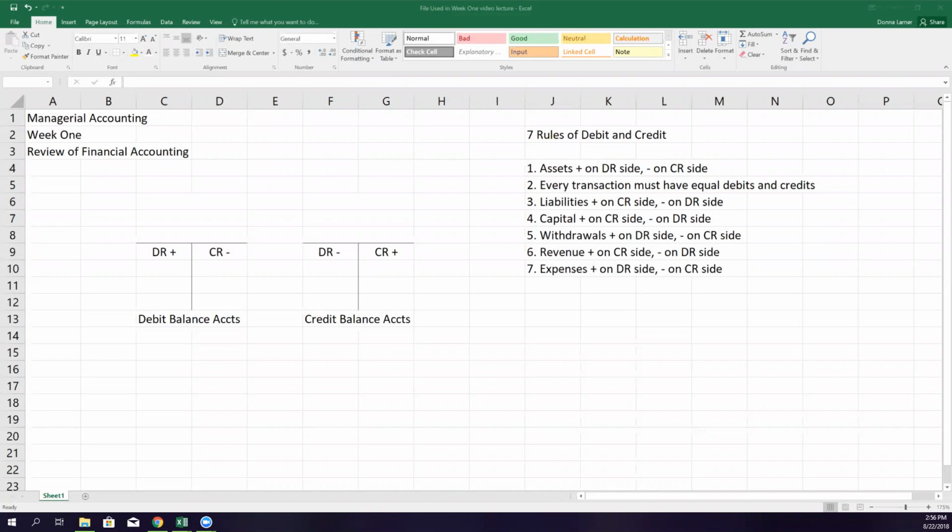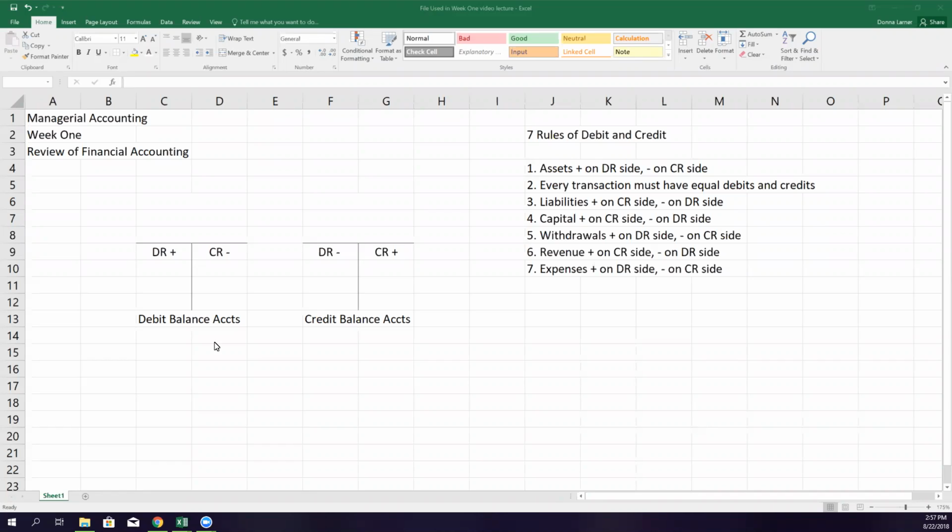Before we actually get to managerial accounting, we're going to do a little review of financial accounting. For most of you, this is probably last academic year that you took financial accounting. And I know over the summer, through the months, it can get a little hazy and a little far back in the memory banks. One of the fundamental concepts of accounting is debits and credits.